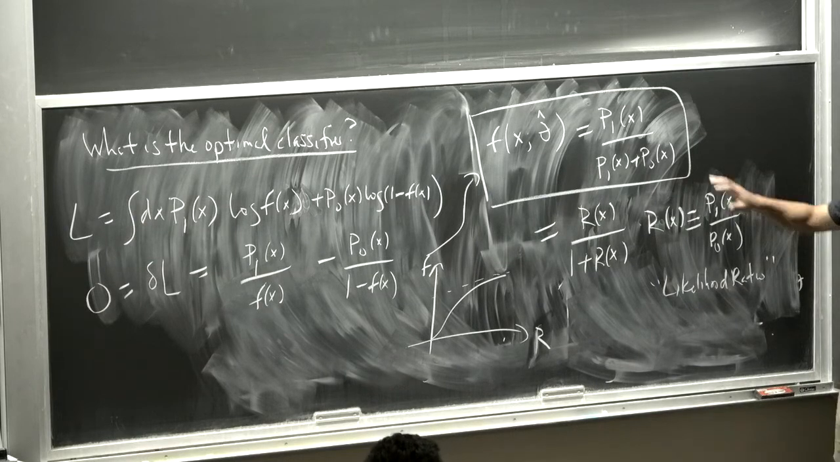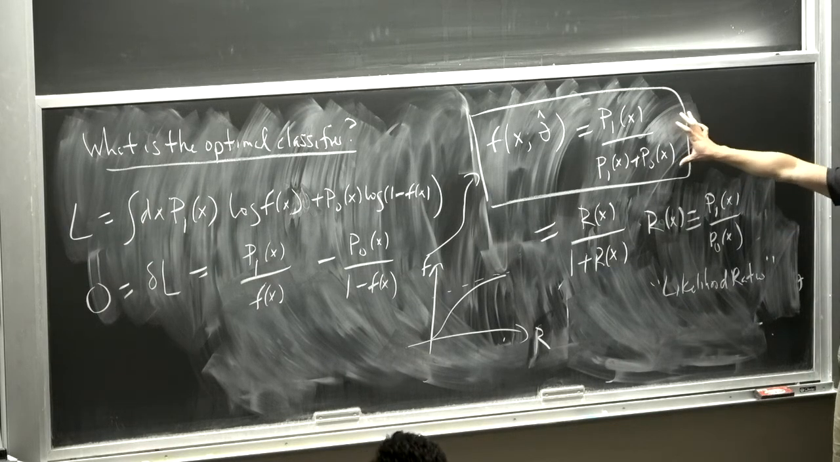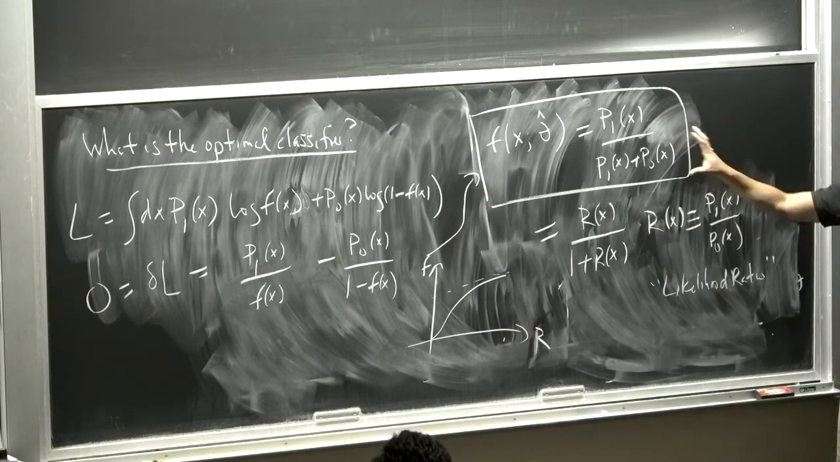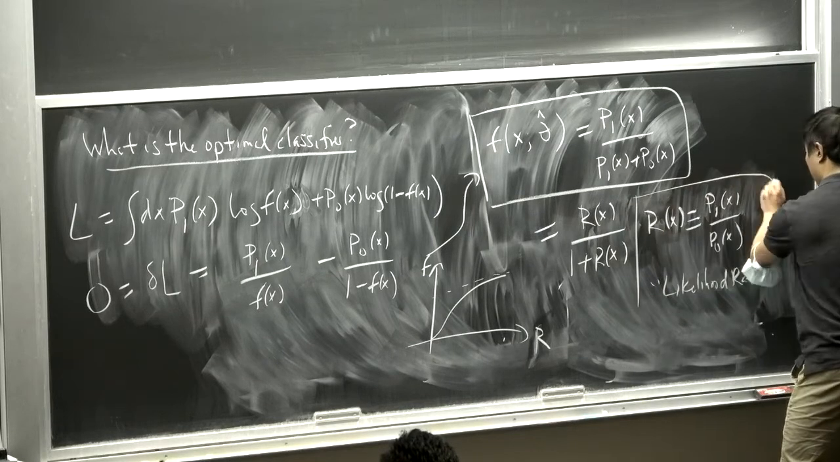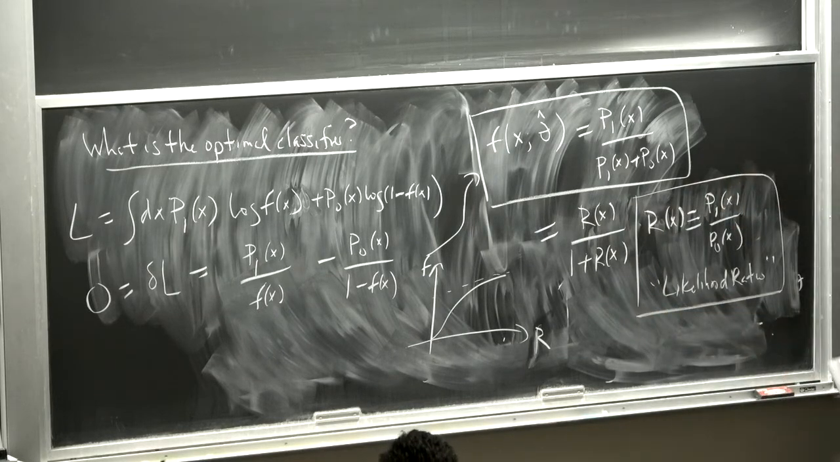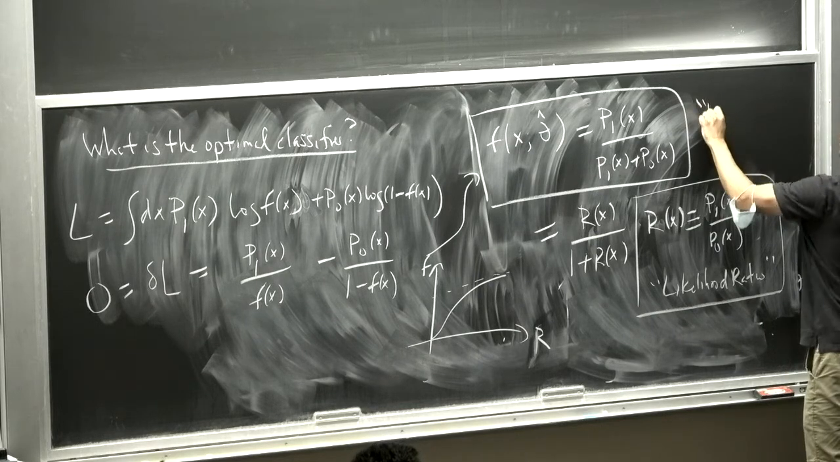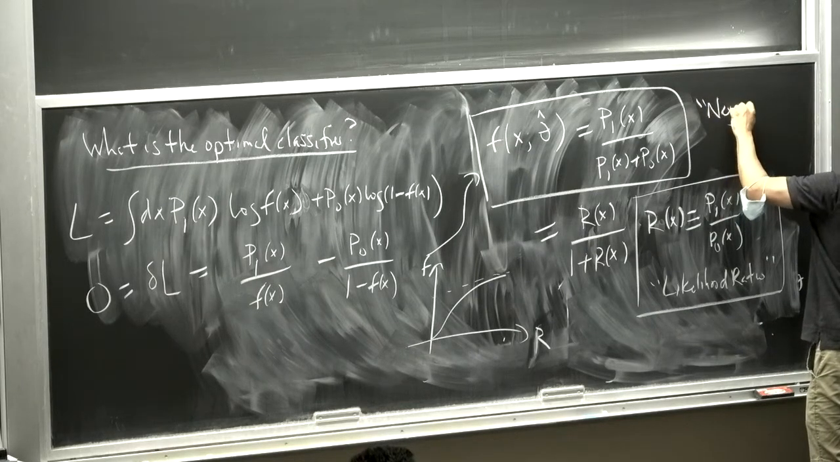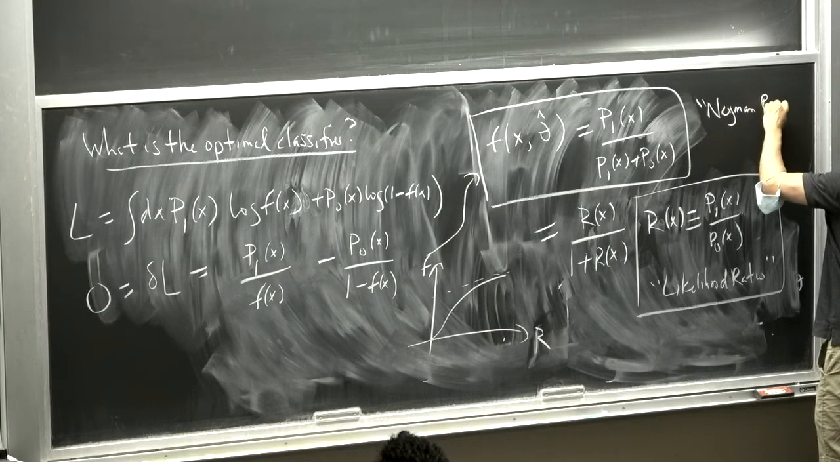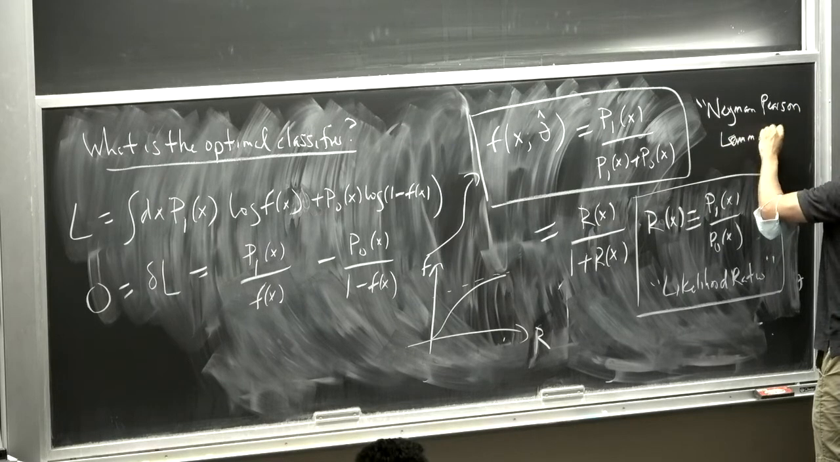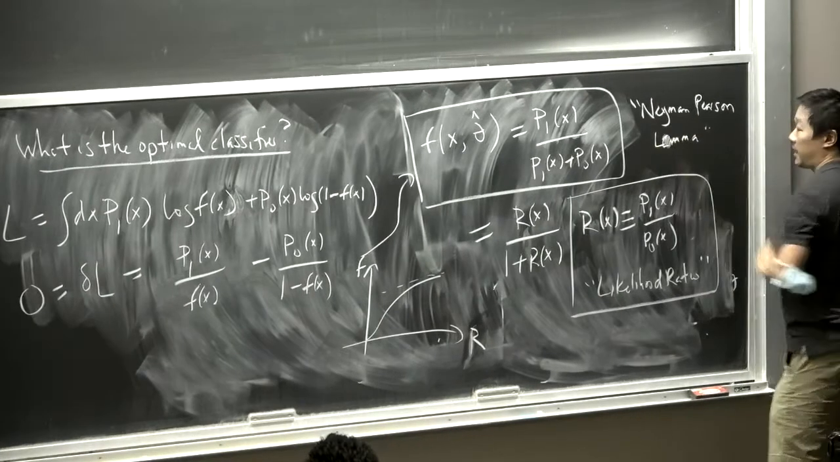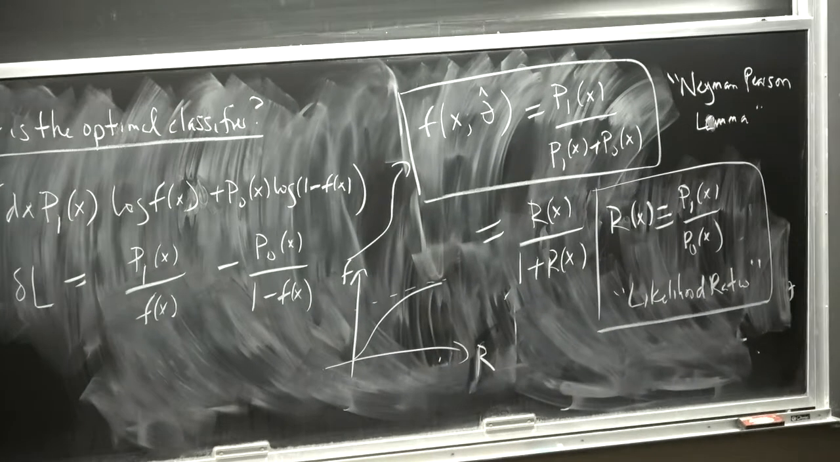That means that this classifier score is just as good as this classifier score. They're equivalent, with no additional power. So this is saying that the optimal classifier is the likelihood ratio. This is a very famous result in statistics, called the Neyman-Pearson lemma. I think it goes back to 1930-something. It says the optimal classifier is the likelihood ratio.